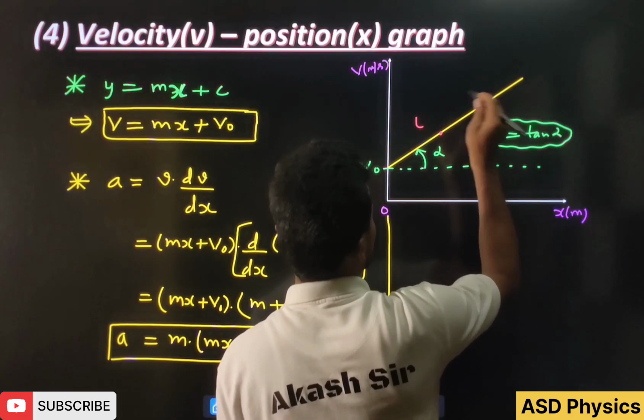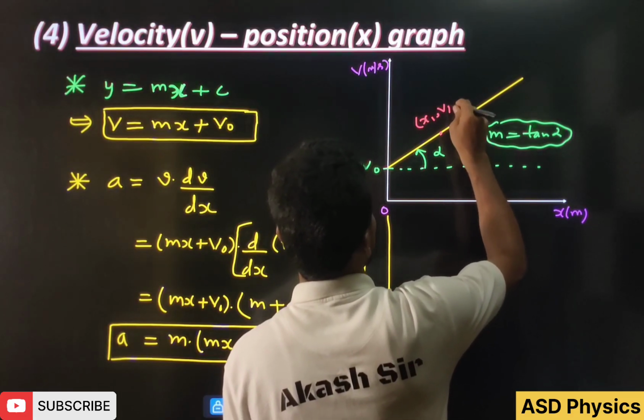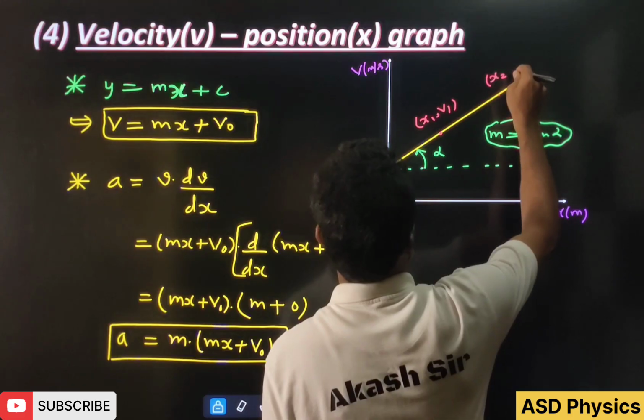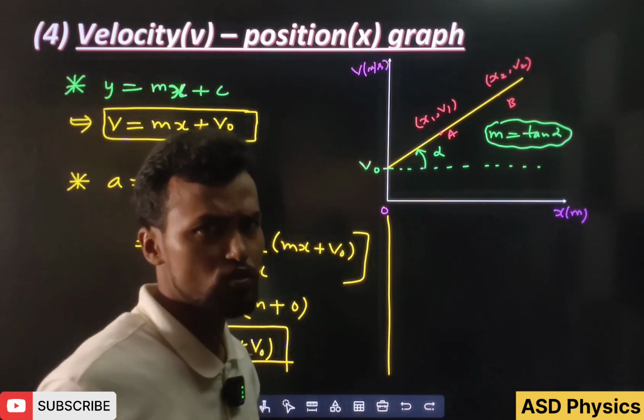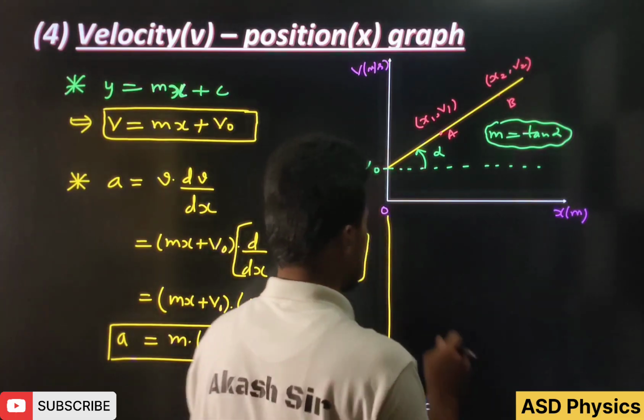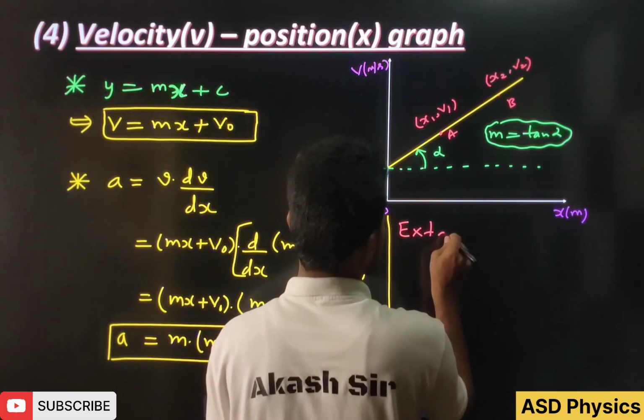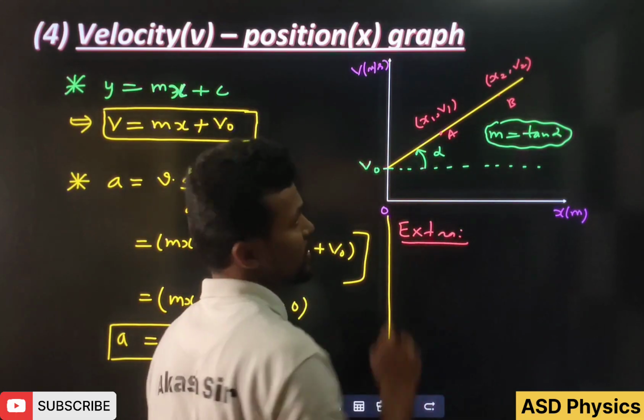Let's take coordinates here. For example, the coordinates are (x1, v1), and somewhere here the coordinates are (x2, v2). So in that situation also we can use the equation of a straight line. Now, just under the extra, I am telling you, this is one way, like y = mx + c. This is another way.